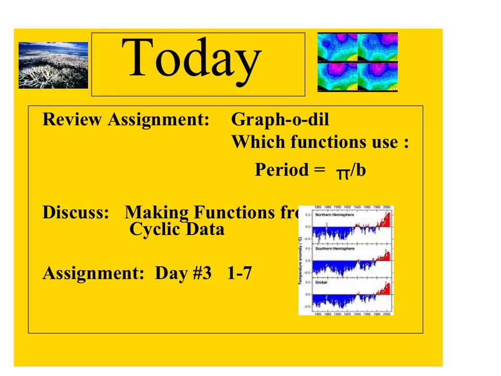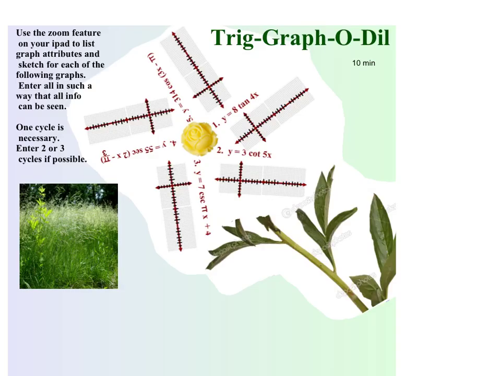Okay, now for a little condensed lesson on making functions from cyclical data. So if it's going up and down, kind of like the tides, or maybe the amount of sunlight that you have during the year, you can write a trig function for that. And normally you would think you would use sine, but you don't. You use cosine. And I'll tell you why in a minute. So let's get to our first page.